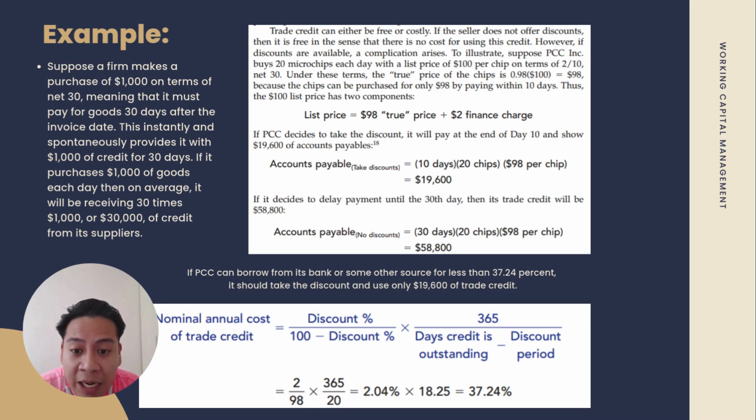Our formula is: nominal annual cost of trade credit equals discount percent over 100 minus discount percent, times 365 over days credit is outstanding minus discount period. In our case, that would be $2 divided by $98, times 365 days over 20 days. So that will be 2.04% times 18.25, and we will get 37.24%.